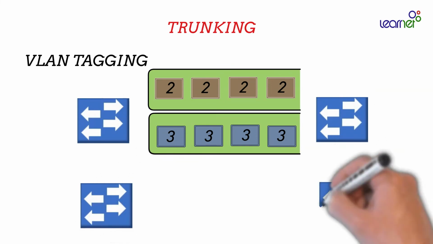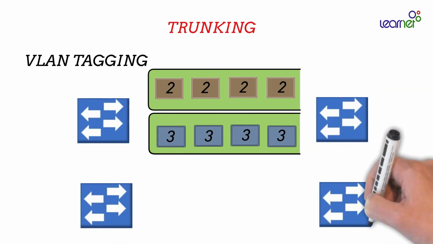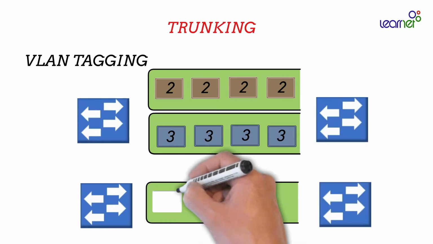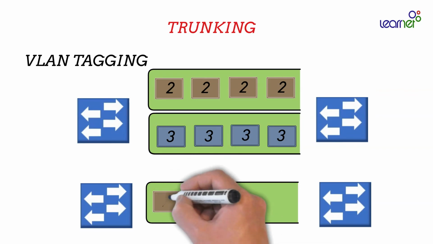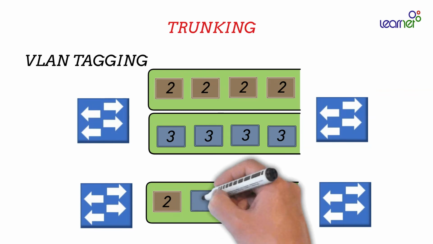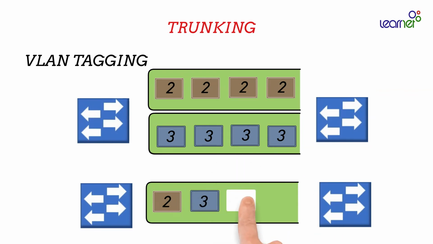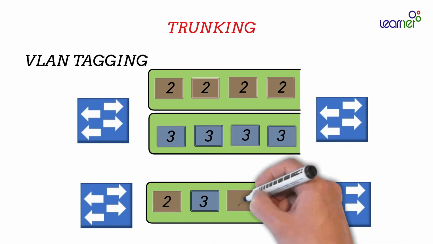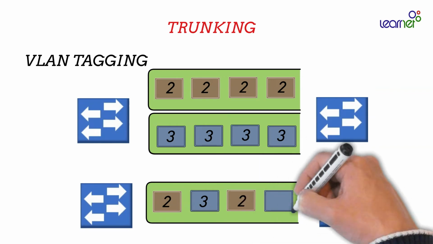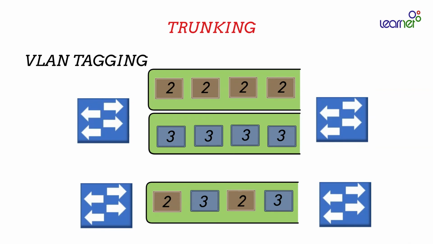With trunking, we select a connection between the switches and configure it as a trunk port. Trunk ports are able to carry the different VLANs' traffic, but how? With trunking, the source switch simply tags the outgoing frame on the trunk port, so the destination switch can read this information and understand which VLAN that frame belongs to.